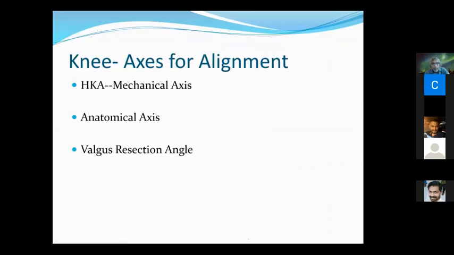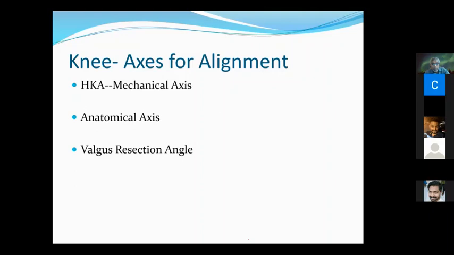Okay, so then there are some axes which you have to know, which is called the mechanical axis. Anyone knows what is a mechanical axis? Center of the femoral head to center of the ankle. Okay, and that has to pass through the center of the knee. Excellent. So the mechanical axis has to pass through these 3 points, and if you have the center of the knee deviating from this mechanical axis, you can call it varus or valgus accordingly.